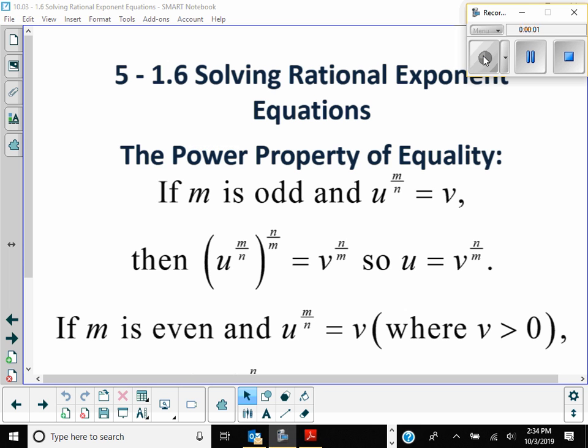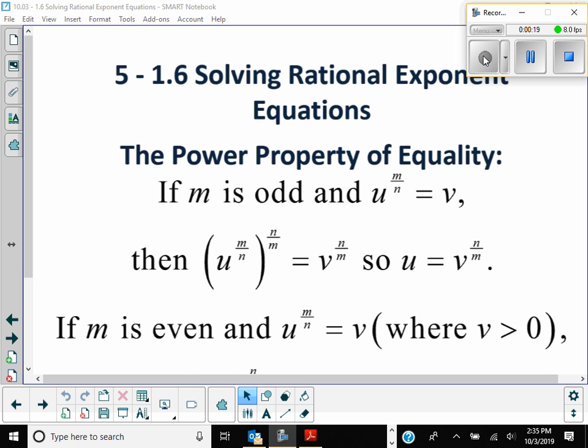Today's notes are solving rational exponent equations. So this is a whole new kind of equation, separate from the other ones. There's more random stuff to pay attention to. Each of the equations has its own little brand of special things that you have to watch out for.